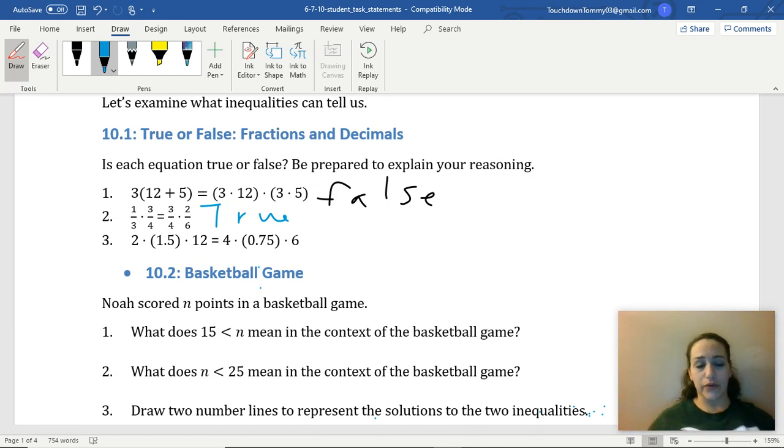Since it's taken a while to go through a couple of these, hopefully you're getting the idea. I'm gonna go ahead and not mess with the third one right now, since we had an example of one that was false and one that was true. And for the sake of time, I'm going to slide down here to 10.2 about a basketball game.